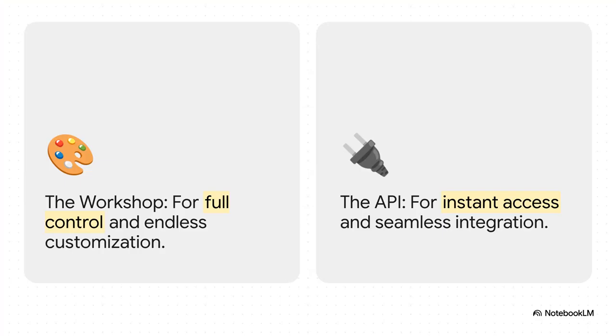What's really fascinating is that this revolution is kind of split into two different ways of thinking. On one side, you've got what we'll call the workshop approach. This is all about having total granular control over every little piece of the creative puzzle. On the other side, you have the API approach, which is all about instant access and plugging it into other things. It really boils down to a simple question. Do you want to build the car engine from scratch, or do you just want to call a taxi?